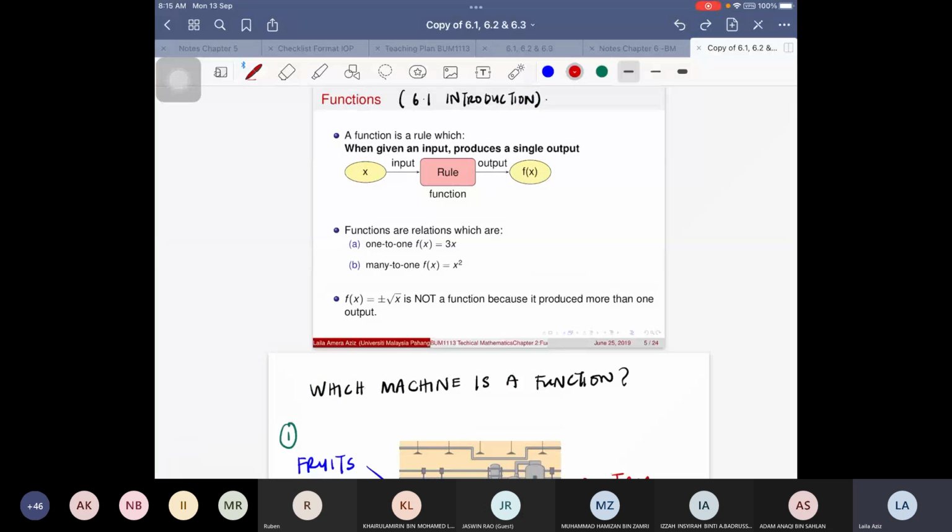Okay, last time kita dah habis dah chapter 5. So today what we're going to do adalah kita akan start dengan chapter 6. So chapter 6 ni dia ada 4 subtopik saja. Topik 6.1, 6.2, 6.3, 6.4.